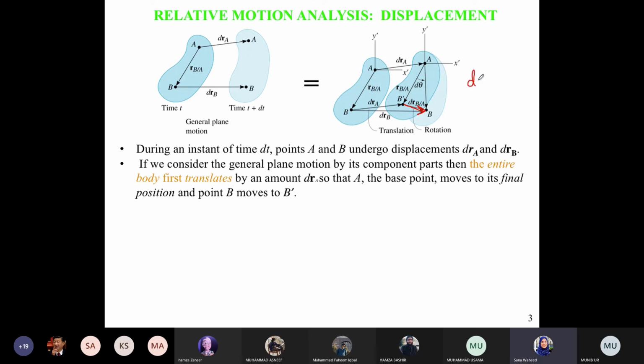That is, displacement of B with respect to A, वो जो rotation की वजह से हो रही है, that is actually equal to the relative position of B with respect to A, इन दोनों का आपस में क्या distance है, multiplied by d theta.